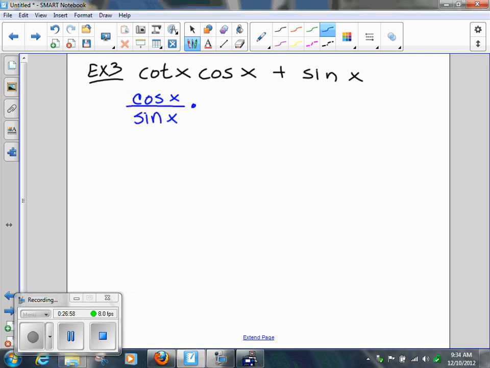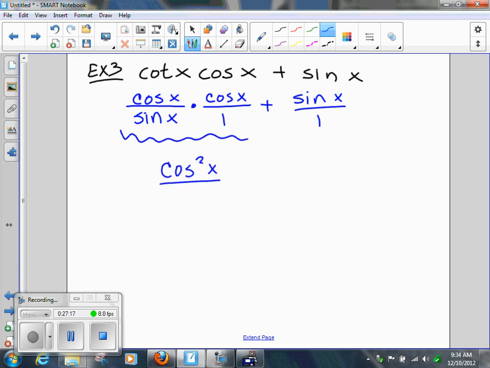Do I leave cosine the way it is? Right. Plus sine over 1. Everybody agree with that? Okay. What do I do next? Multiply this stuff right here. Cosine squared over sine plus sine. Now I can cancel my sines, right? Why not? Because I'm adding. What do I do? Common denominator. Good. What's my common denominator? Sine, of course.